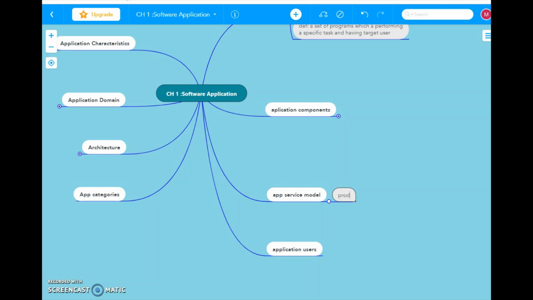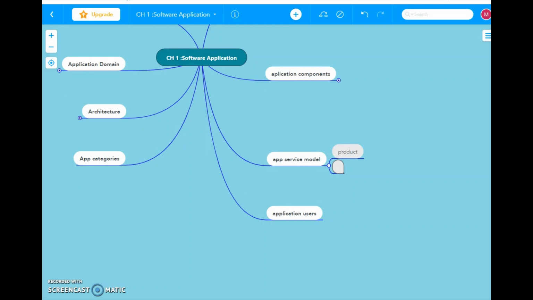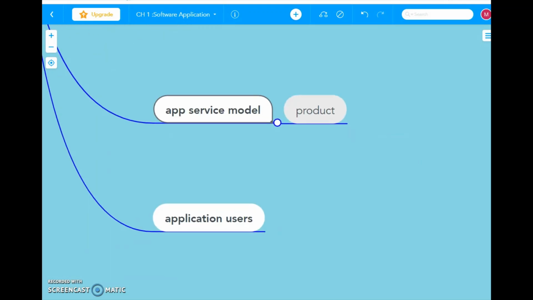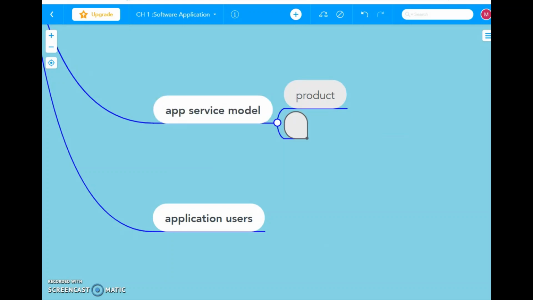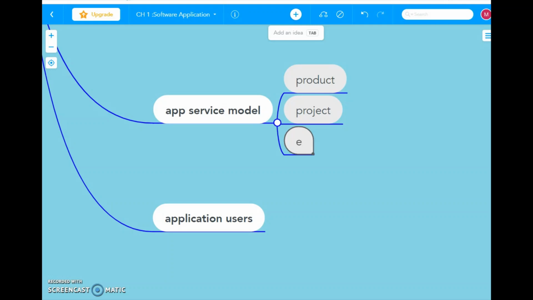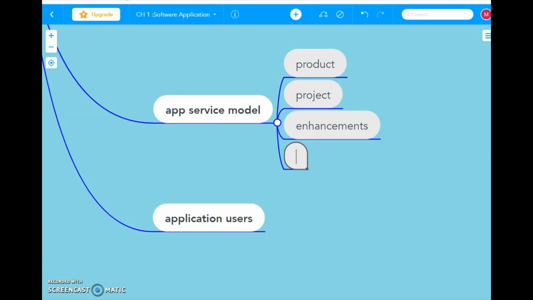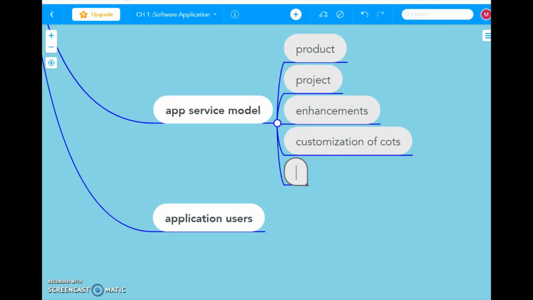Firstly, product. Then you have a project. Then there are enhancements. Then there is customization of codes. Now what are codes? I will explain in detail. And the last one is re-engineering.